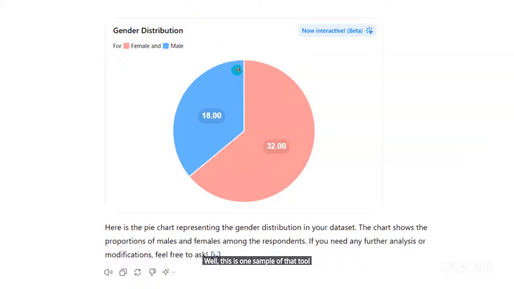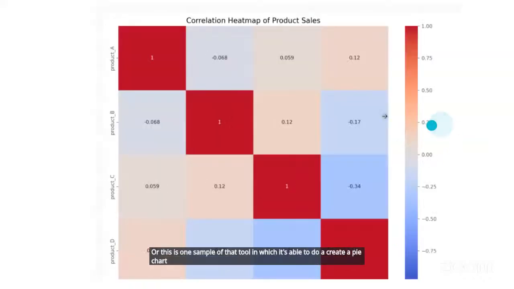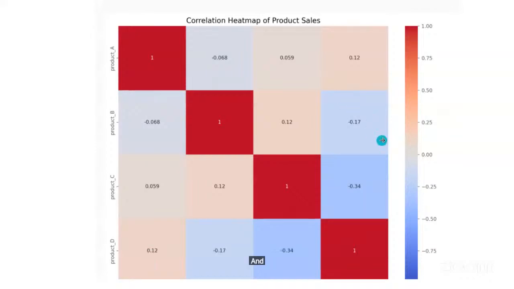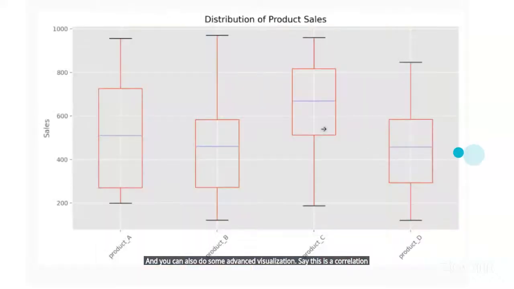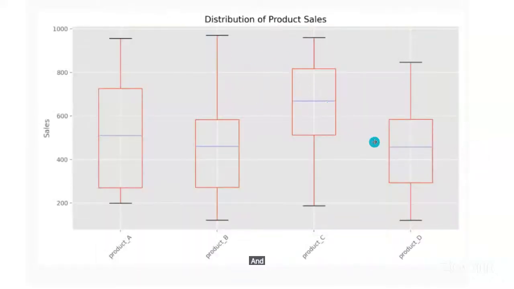in which it's able to create a pie chart of the gender distribution. And you can also do some advanced visualizations. Say this is a correlation heat map, which can be created by that. And you can also create box whisker plots like this.